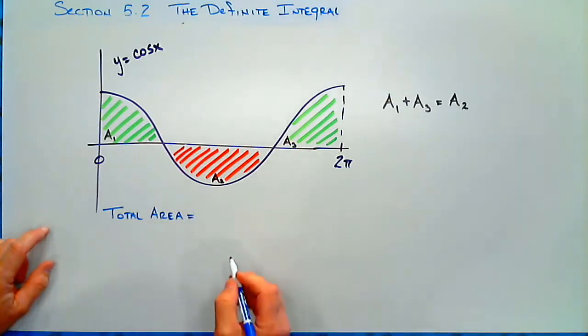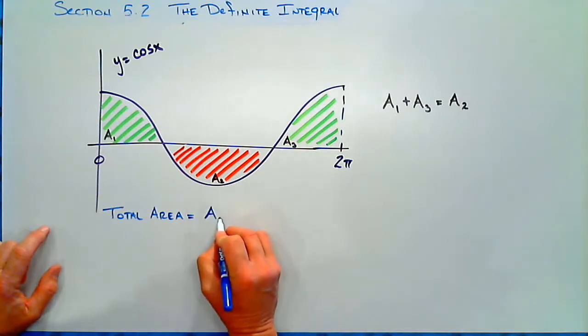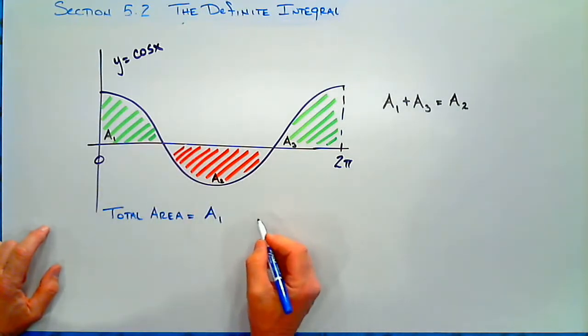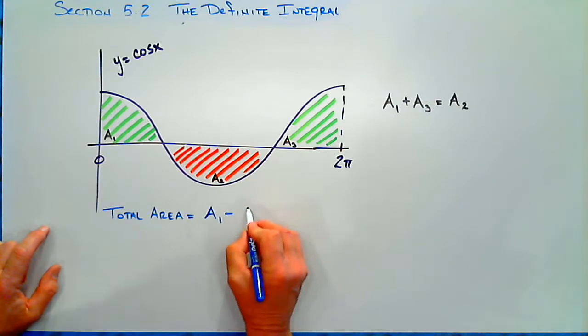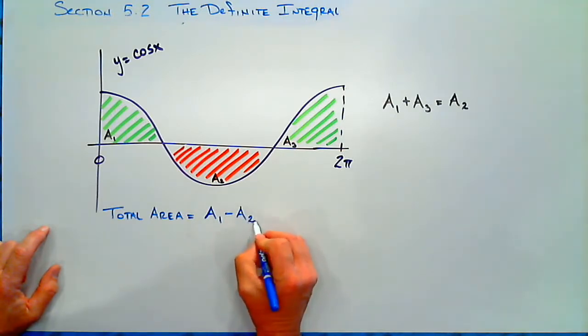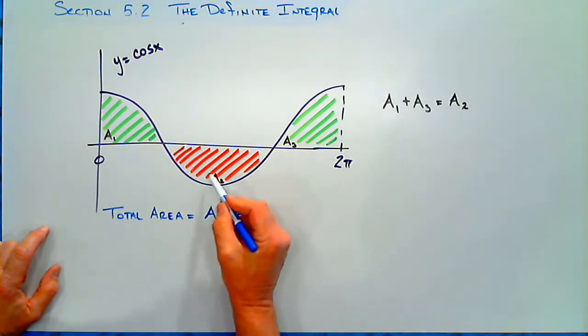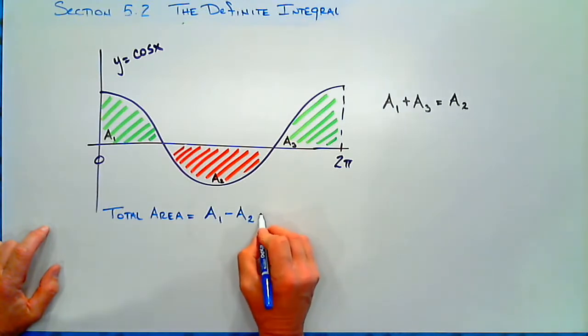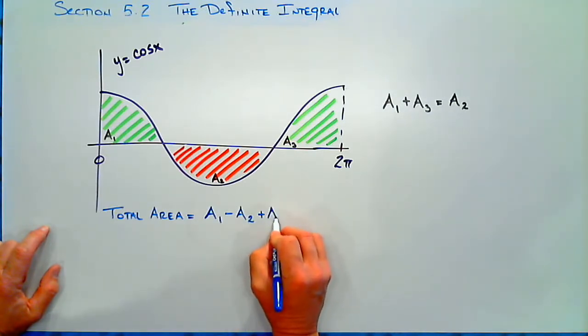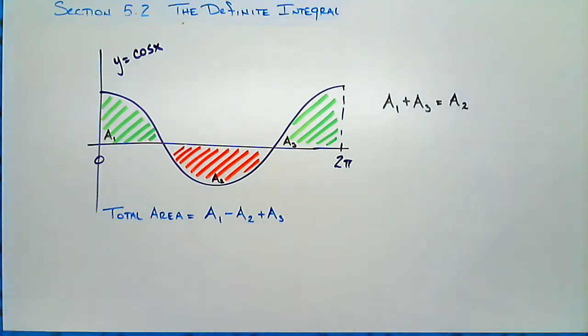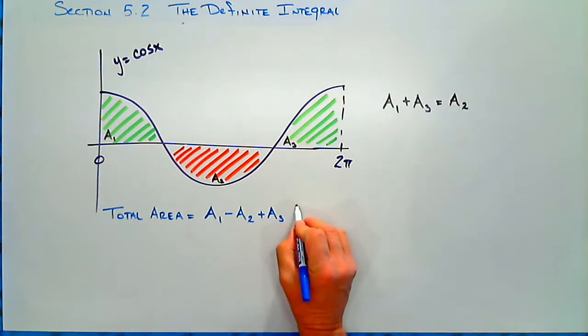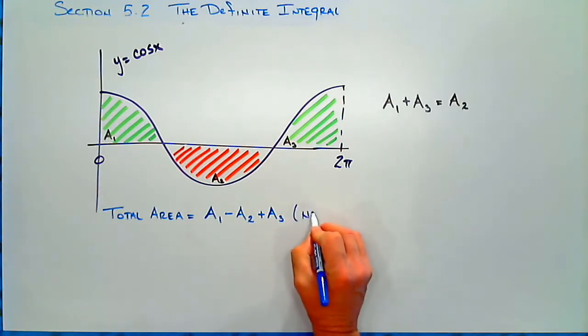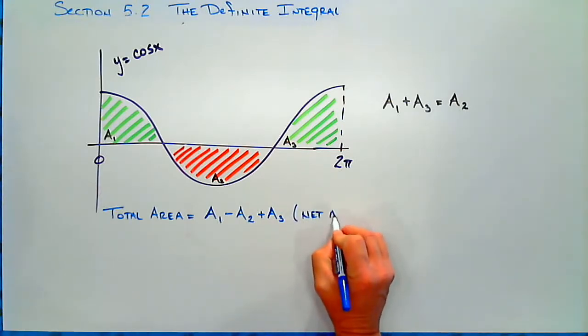is equal to A1, it's above the x-axis. We're going to put a minus in front of A2 to represent the fact that it's below the x-axis. And we're going to put a plus in front of A sub 3 to represent that it's above the x-axis. So we can think of this as net area.